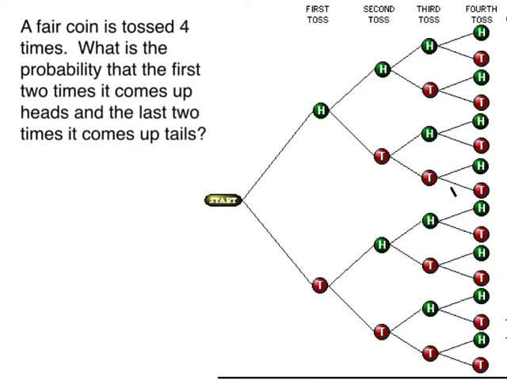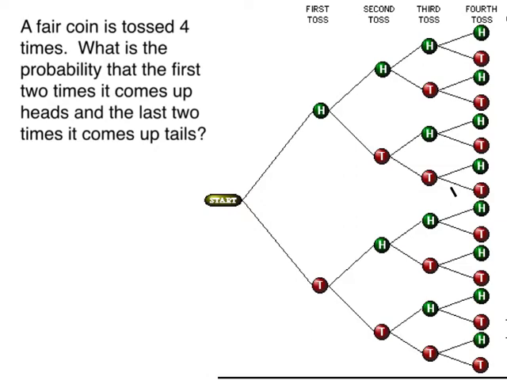Now, this is something called a tree that you can sort of use. You see that the first time here you've got 2 outcomes. You've got heads and tails. Well, the second time you've got 4 possible outcomes. On the third you have 8 possible outcomes, and on the fourth toss you have 16 possible outcomes.